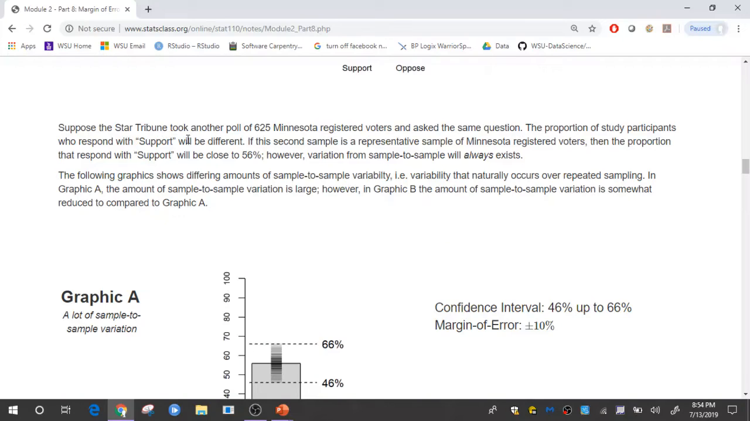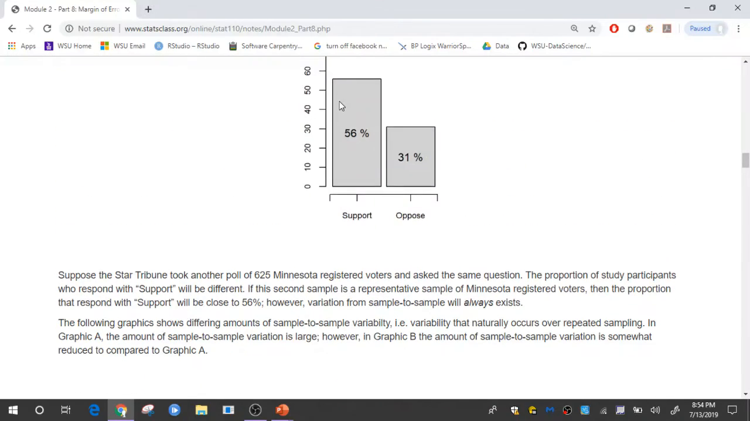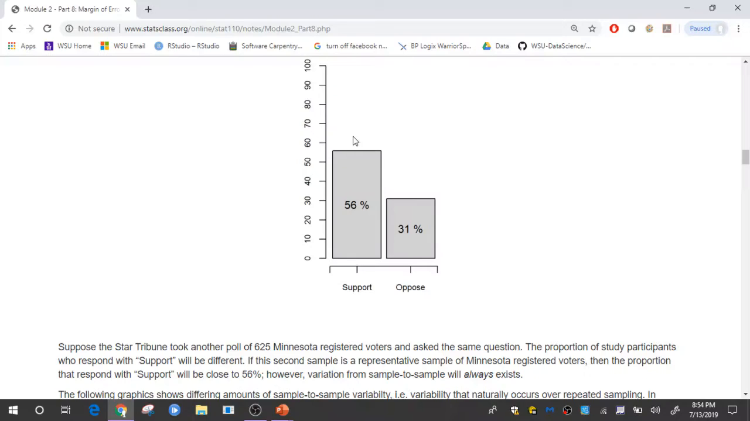Now, suppose the Star Tribune took another poll of 625 registered voters. The proportion of study participants who respond with support will be different. Okay, so it should be close to that 56%, but we certainly are going to have variation from sample to sample in this percentage. And again, that's the goal of the margin of error, to try to understand what that percentage or that inherent variation is.